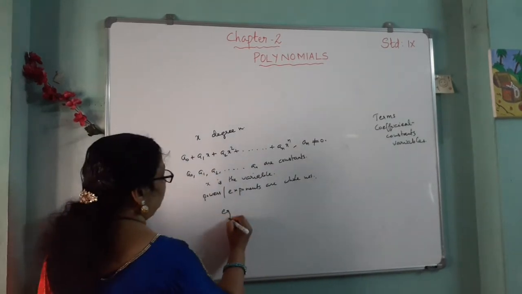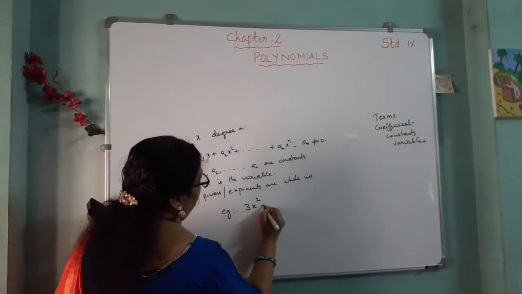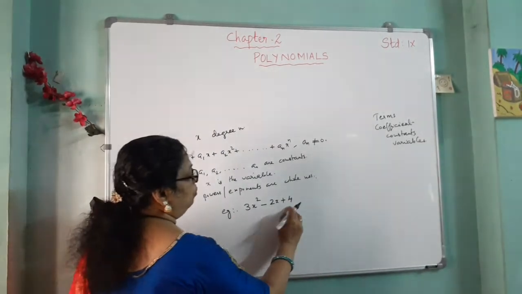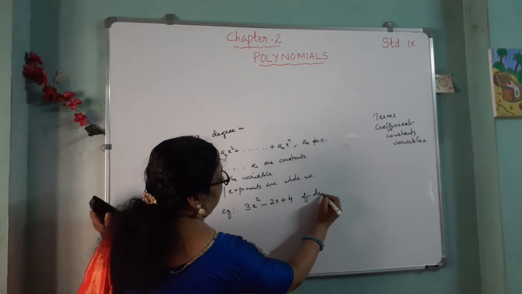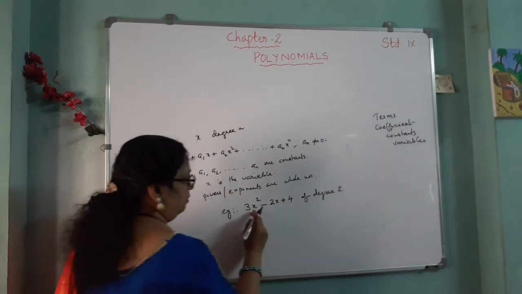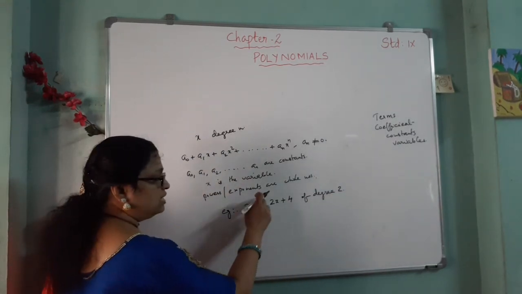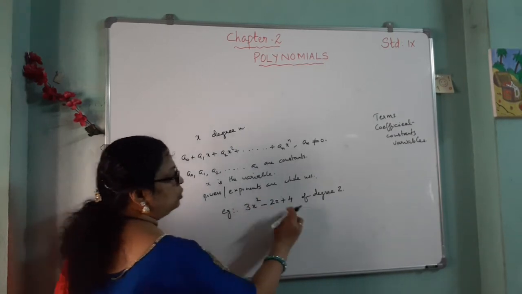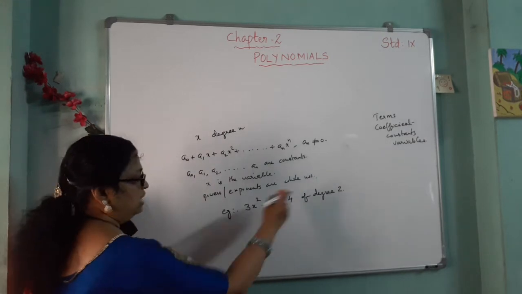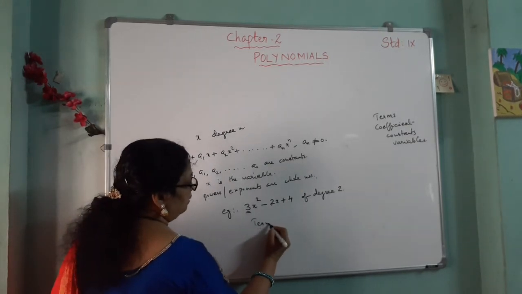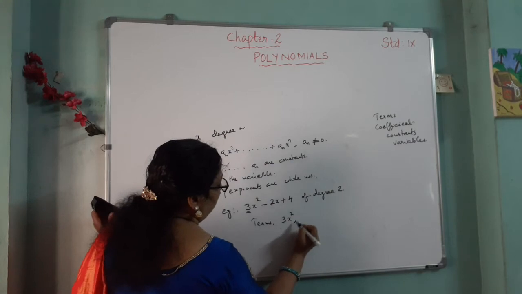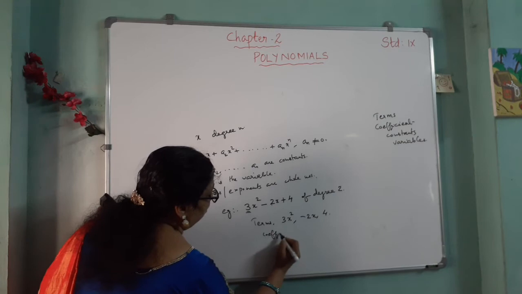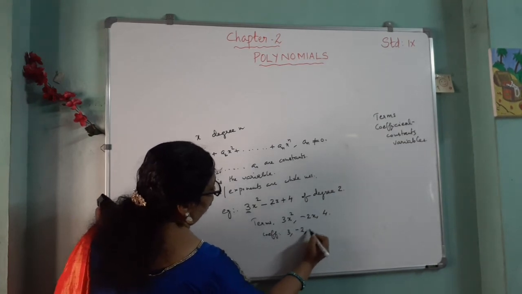Then example 3x square minus 2x plus 4. This is a polynomial of degree 2. Right? Here the greatest power of x is 2. Here the variable is x and the greatest power of x is 2. So the degree of this polynomial is 2. Here the terms are 3x square, minus 2x, then 4. Then coefficients are 3, minus 2 and 4.